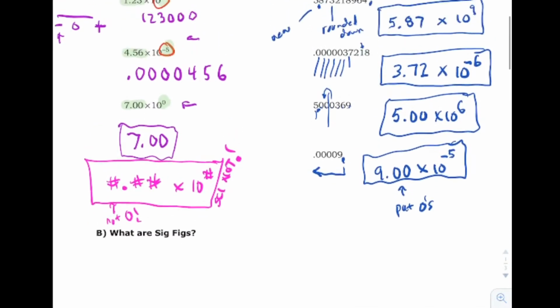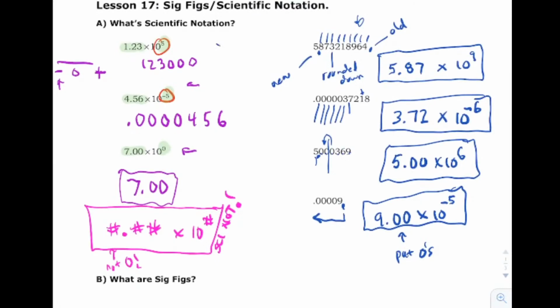Okay, so we got to be able to play with our scientific notation. So that's how you read it, that's how you write it. Boink, boink, boink, boink, boink. I'm trying to boink. Okay.